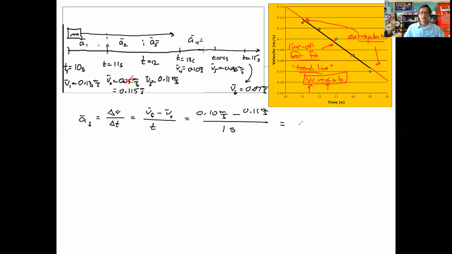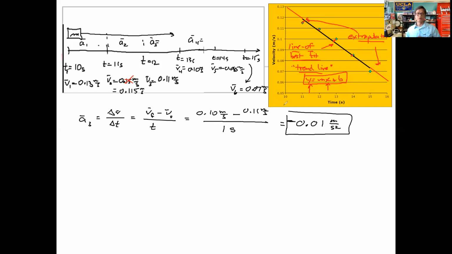Okay, so if we do the math there, it's going to be negative. And so we should end up with a negative 0.01, okay, 0.01 meters per second squared. Okay, so that is the acceleration.